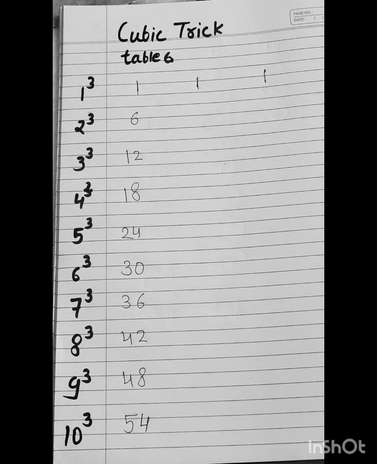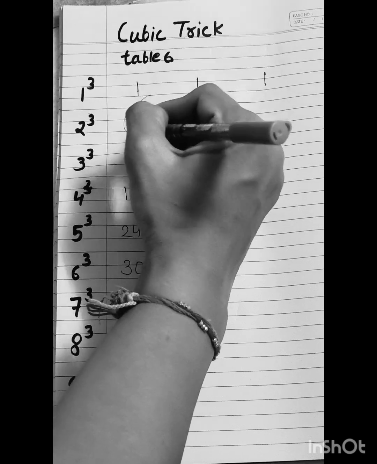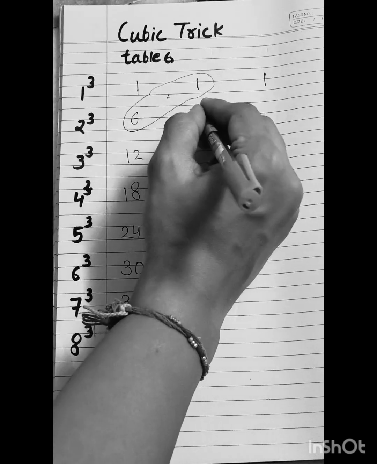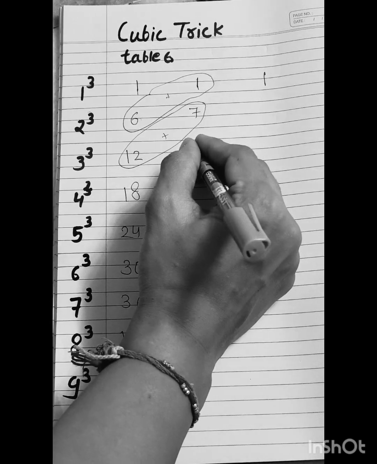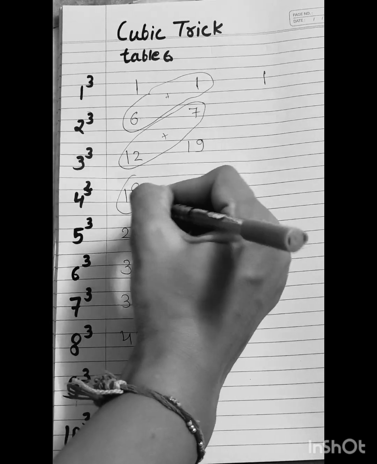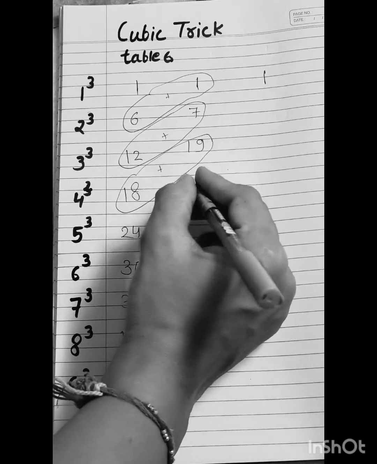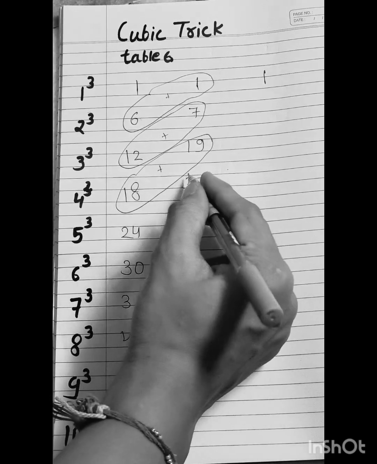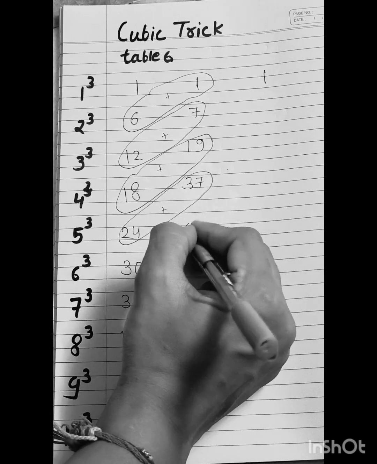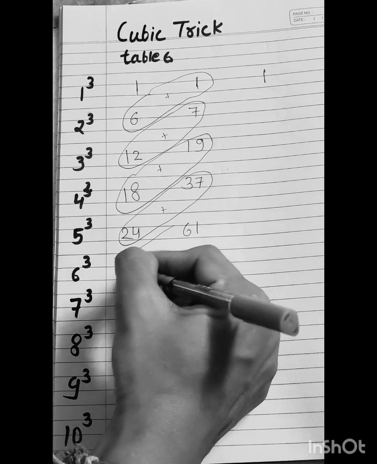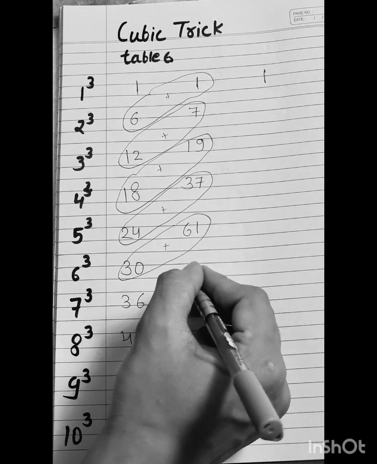Now what will we do? We will cross and add the numbers. So how will we cross and add? Let me show you. Let's start. 6 plus 1 is 7. Now 12 plus 7 is 19. 18 plus 19 is 37. 24 plus 37 is 61. 61 plus 30 is 91.